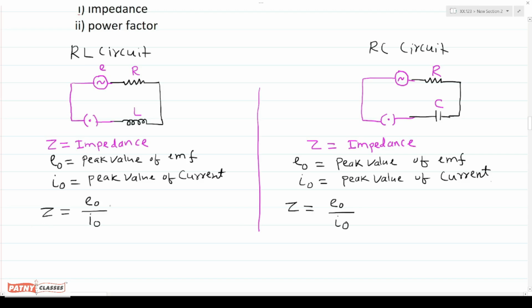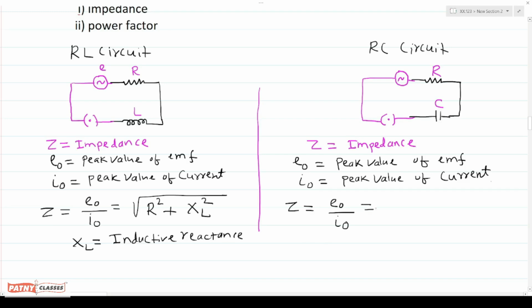Now in case of RL circuit, the impedance is also given by under root of R square plus XL square. What is XL? XL is nothing but inductive reactance. In case of RC circuit, Z is also given by under root of R square plus XC square, where XC is called capacitive reactance.